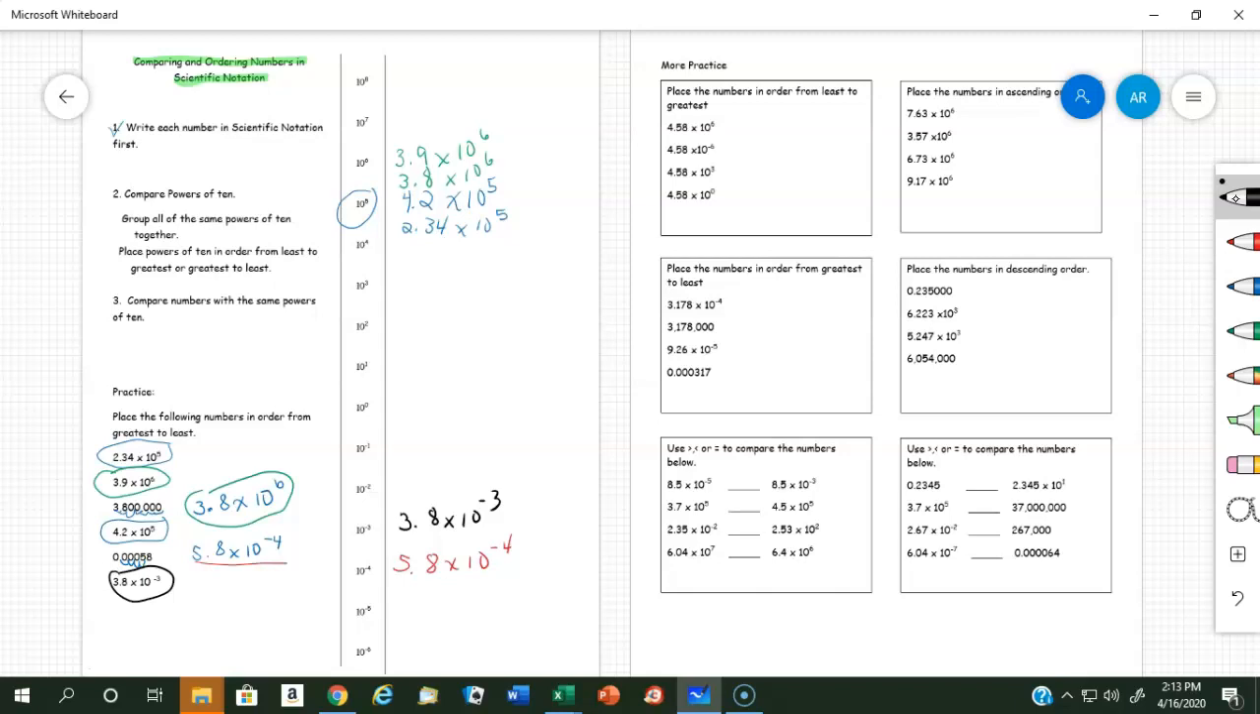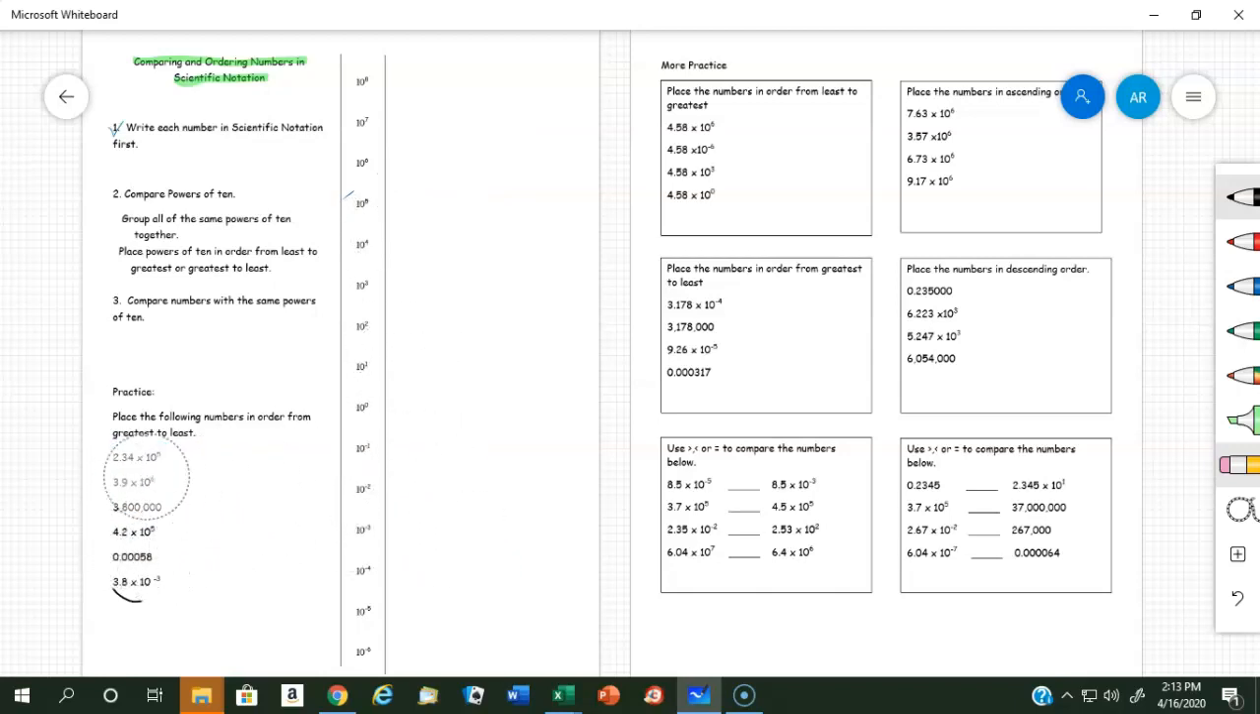Okay, so we're going to do some more practice for a few more of these. So let's go ahead and erase some things, because we're going to do another set of them.